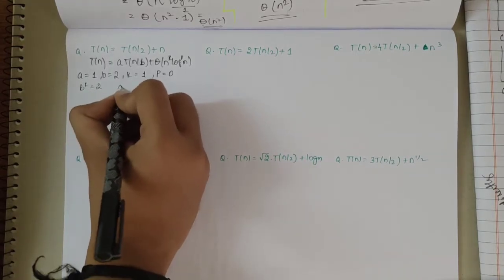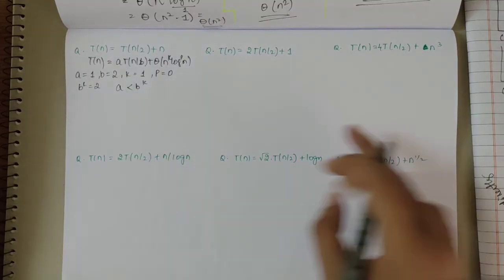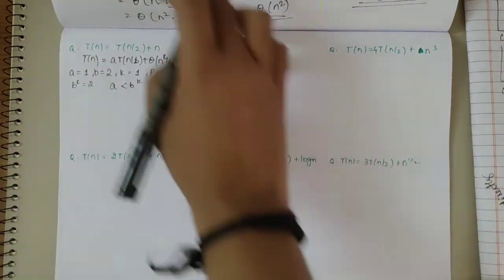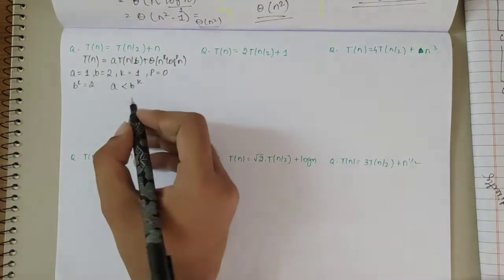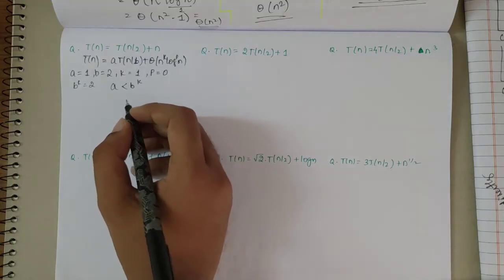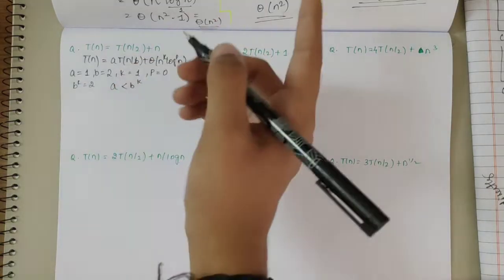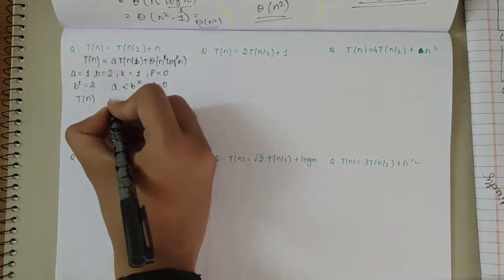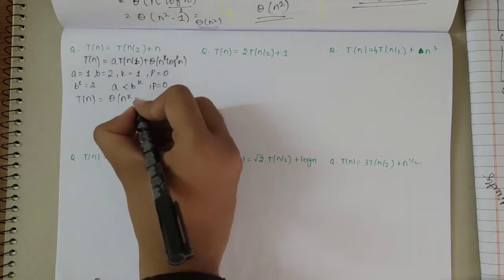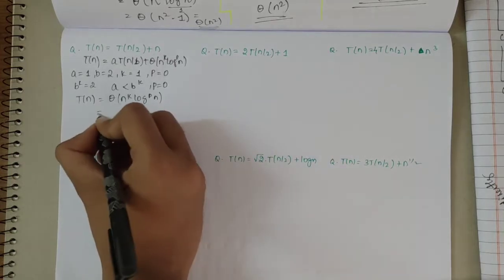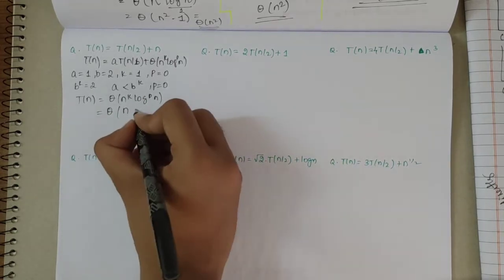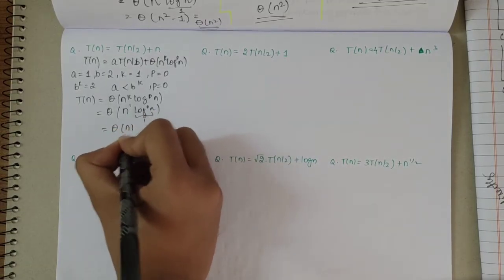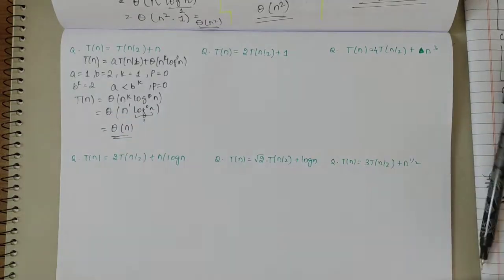So from this I can write that a is less than b^k. a is less than b^k means I should look at the third condition. Looking at the third condition, we have two formulas here further. That is, I should look at the p value also here. So if I look at the p value here, I have p is equal to 0. If p is equal to 0, what will I write? I will get T of n is equal to theta of n^k log^p n. So theta of n^k, k value is 1, and log^0 of n. So I would be remaining with theta of n. So this is the solution. Now looking at the next problem.